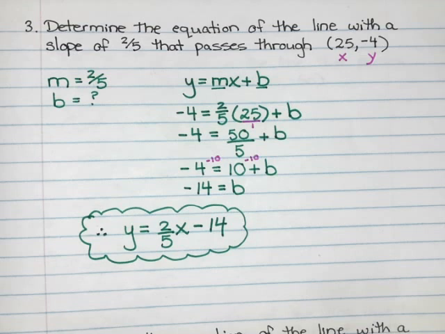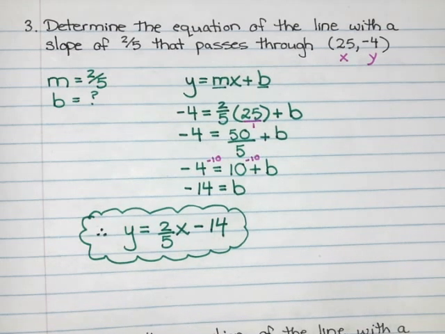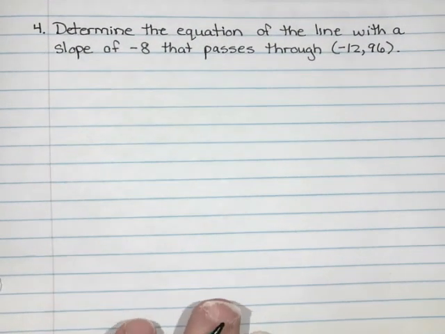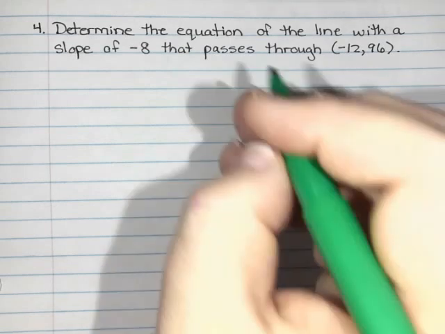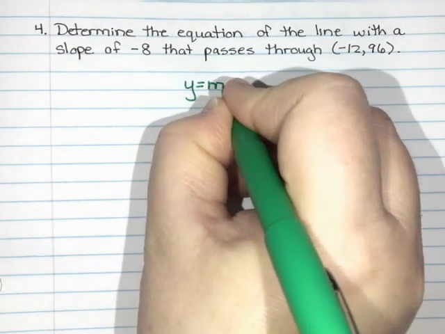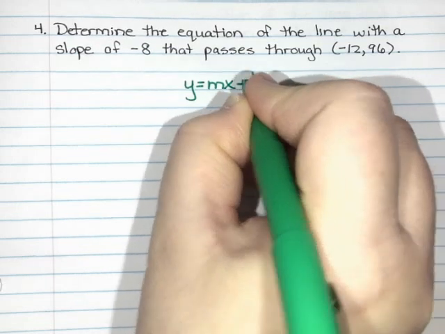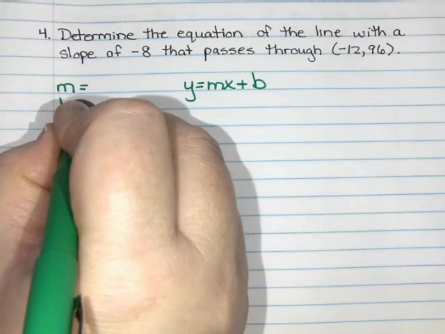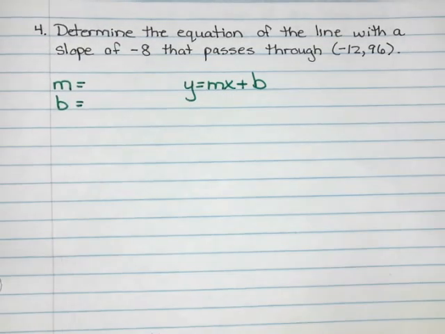We are going to take a look at one last example, and that would be question number 4. So it says, determine the equation of the line with a slope of -8 that passes through (-12, 96). So to do my equation of my line, that is y equals mx plus b, I need to know m, and I need to know b. M is my slope, b is the y-intercept.